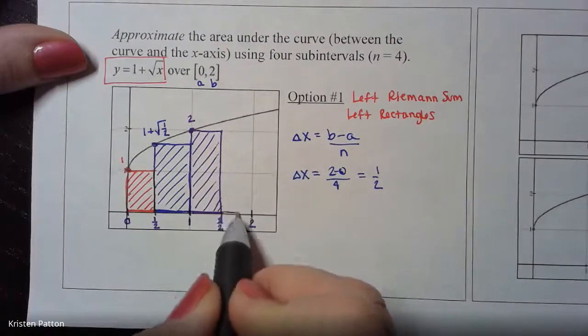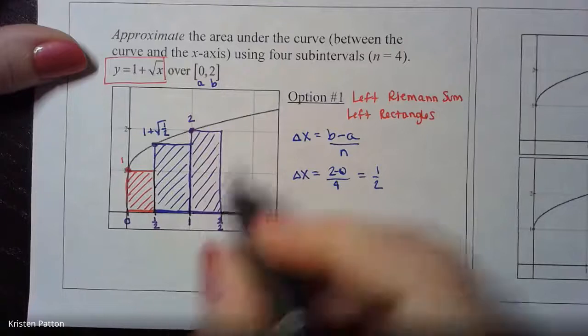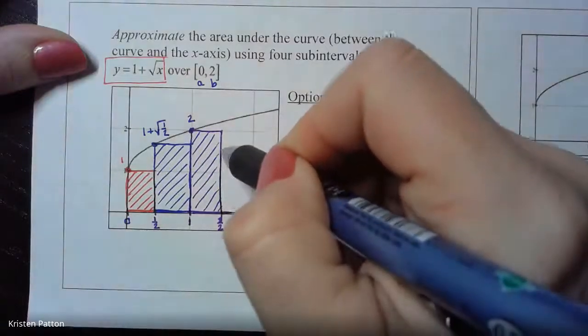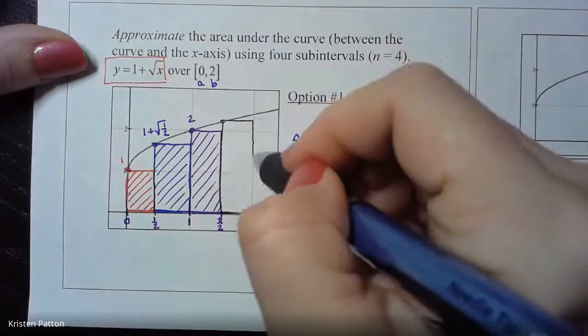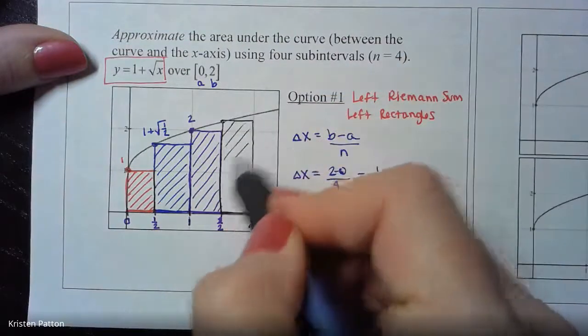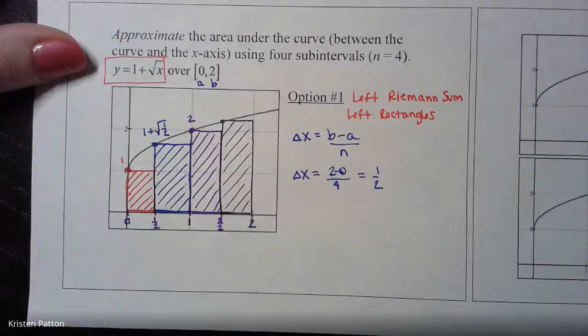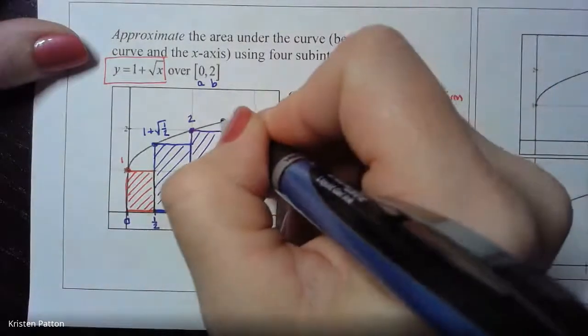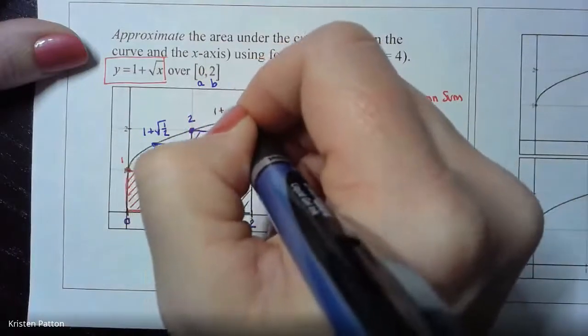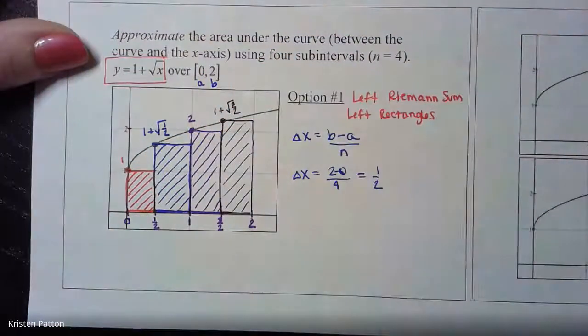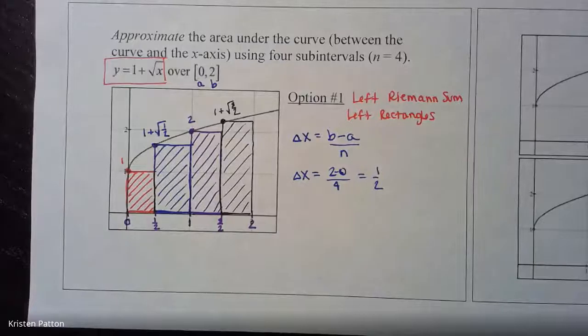And then my last one sits between 3/2 and 2. I go to the left. I go up until I hit the curve. That's the height of my last rectangle, right? They said n equals 4. I only drew 4 rectangles. This point here corresponds to x equals 3/2. So the height, or the y value there, is 1 plus the square root of 3/2.